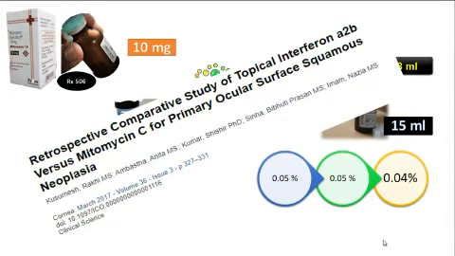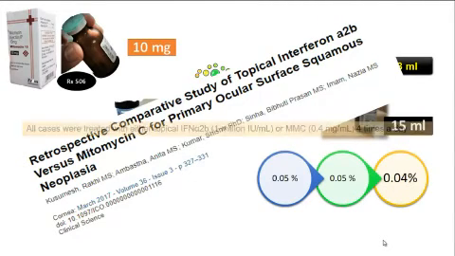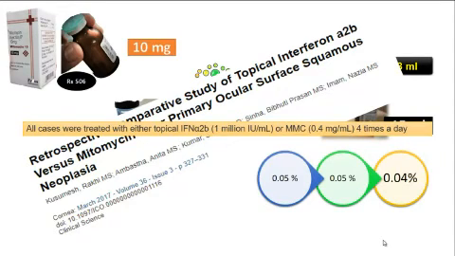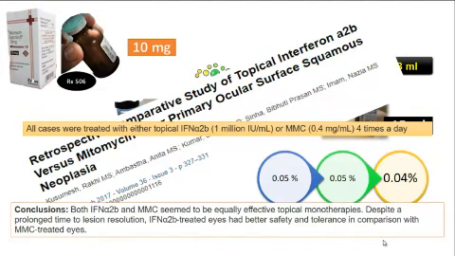The studies that compared topical interferon with mitomycin C have clearly stated that mitomycin C and interferon alpha 2b are all given 4 times a day. And the study also reported that the efficacy of interferon alpha 2b and mitomycin C seemed equally efficacious. But the safety and tolerance has been comparatively better for interferon alpha 2b.